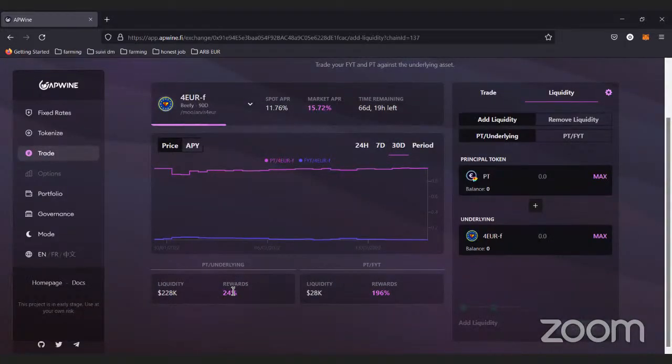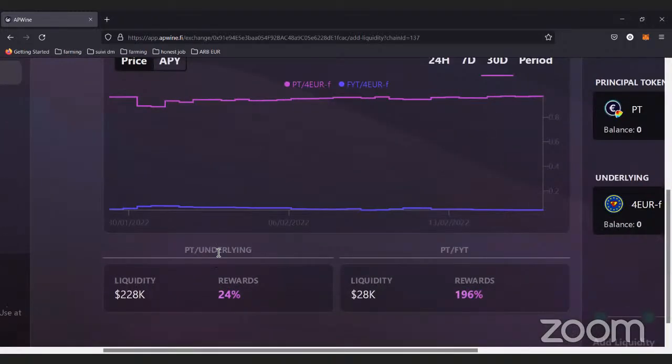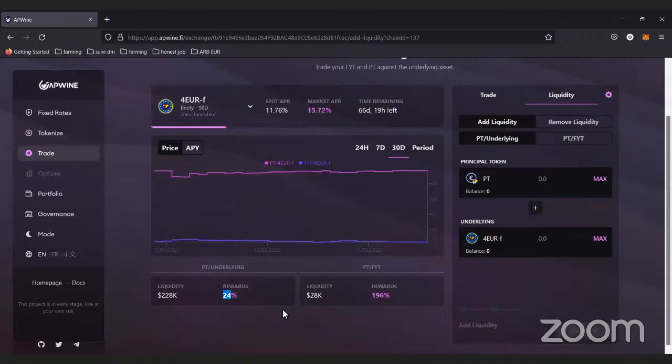For euro, if you deposit PT and underlying. So remember what PT is. It's a 4Euro which is locked for 3 months. So if you deposit the PT and the underlying, so the 4Euro, you will make 24%. So this is interesting because it is way more than what you will make on BFI. Because on BFI right now, if you put your money in BFI, you will make 12% per year.